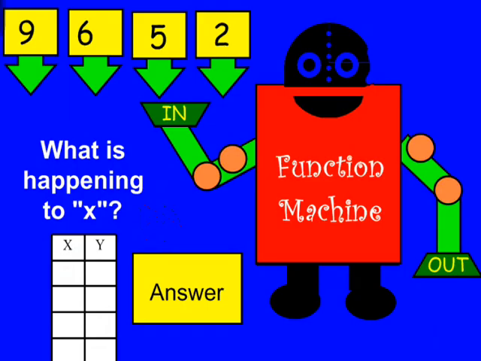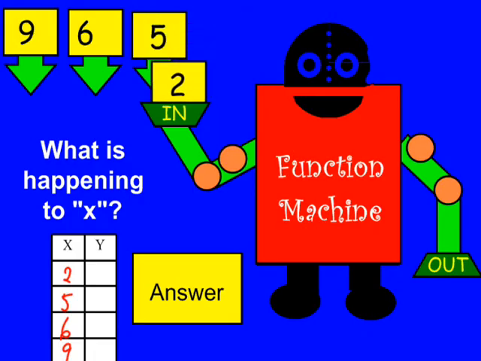All right, let's look at another example. So here we have 4 input values, 4 x's. We have 2, 5, 6, and 9. So I'm going to put that in our table, 2, 5, 6, and 9. Let's put 2 in and see what comes out. So if 2 goes in, we have an output of 5.